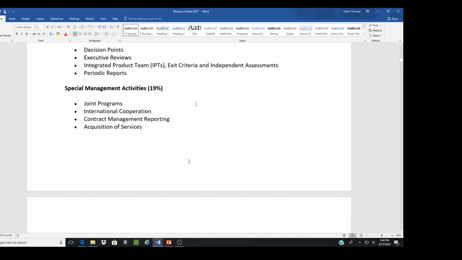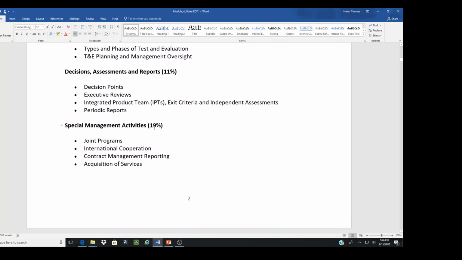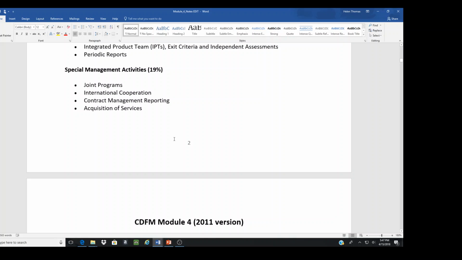There are 10 competency sections in the CDFM Module 4, the acquisition. The percentages are important because as you're studying, you want to start with the higher percentage sections. That means most of your questions are going to come from that area. So you know where your focus needs to primarily be. But initially you want to go through all of the information. Then as you come back for your second round, you focus primarily on the higher percentages.